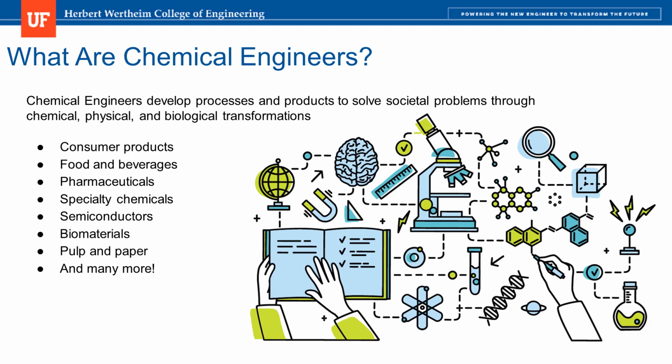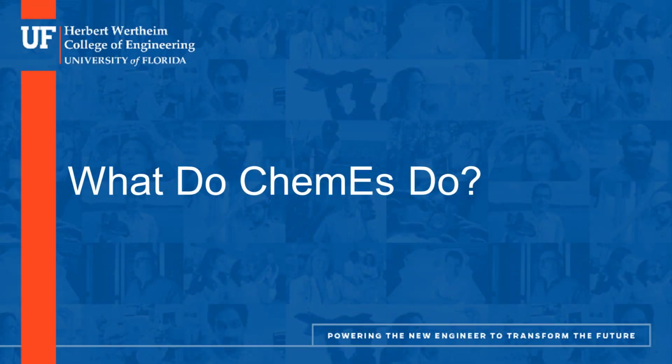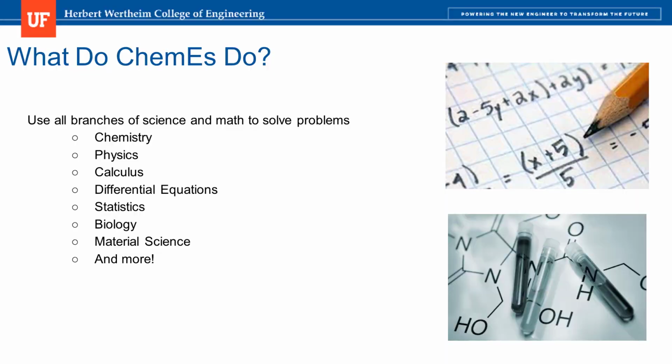You will develop the skills needed to design processes to produce anything made by chemical or biological means, including consumer products, food and beverages, pharmaceuticals, specialty chemicals, semiconductors, biomaterials, pulp and paper, and more. At this point, you may be asking yourself, what would I do in my future career if I chose chemical engineering? Broadly, chemical engineers apply ideas and knowledge from all branches of science and mathematics to solve problems.